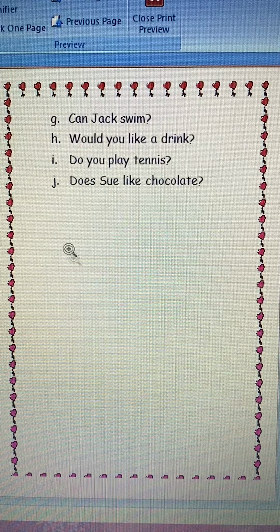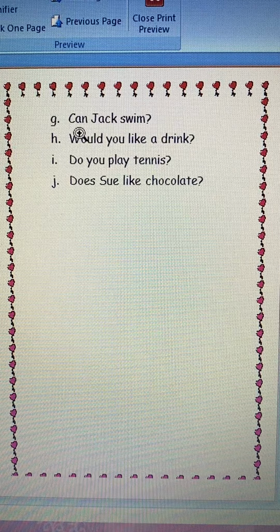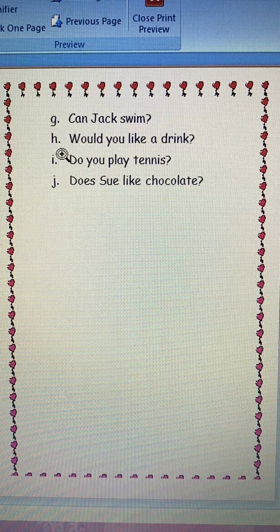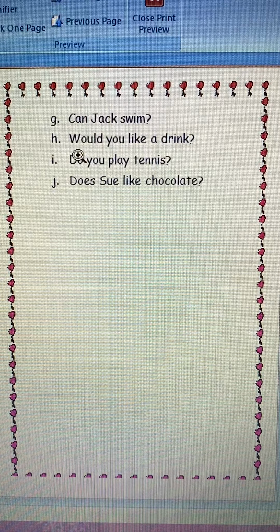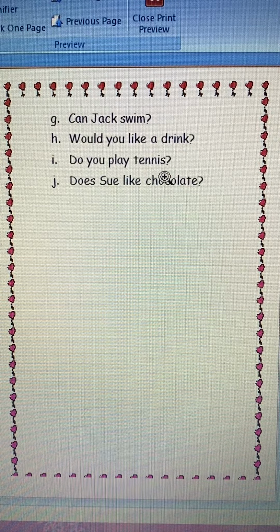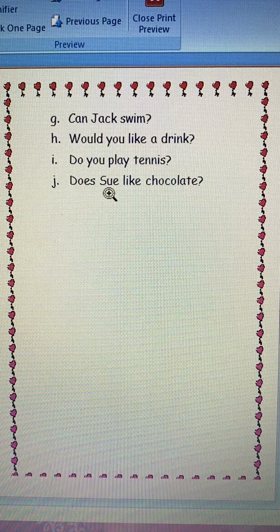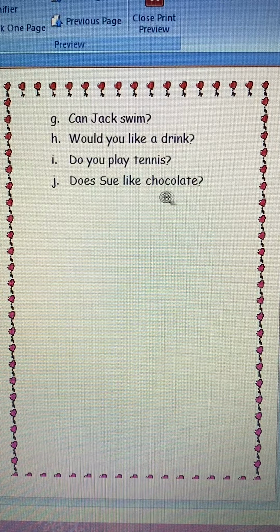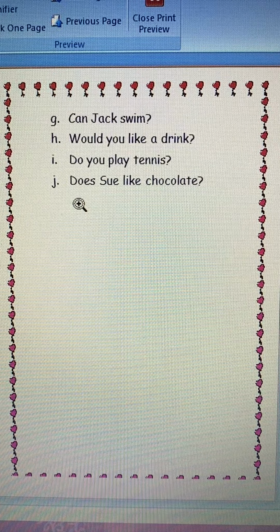Okay? Letter G, can Jack swim? Begins with can. Letter H, would you like a drink? Begins with would. Letter I, do you play tennis? Begins with do. And letter J, does Sue like chocolate? Begins with the word does.